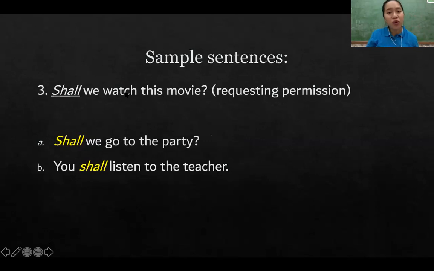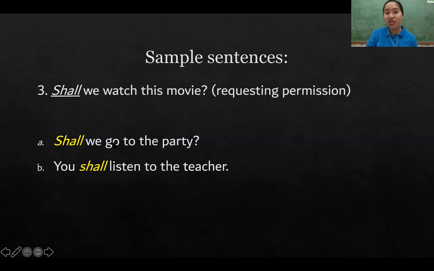Third one, shall we watch this movie? Shall we watch this movie? So we use the modal shall. See, shall is a modal that means requesting permission. Ba? Usually, I always ask you this, shall we start? I'm asking permission. You can actually say no. Okay? Or you can actually say no if you are not ready. But if you're ready and I ask you, shall we start? Then you'll say yes. Let us start. Diba?